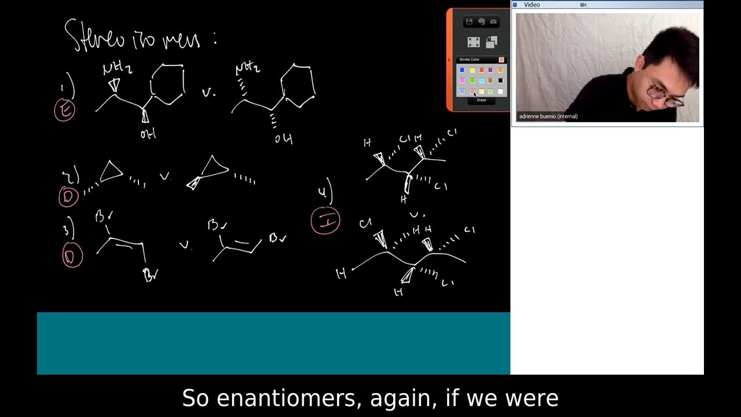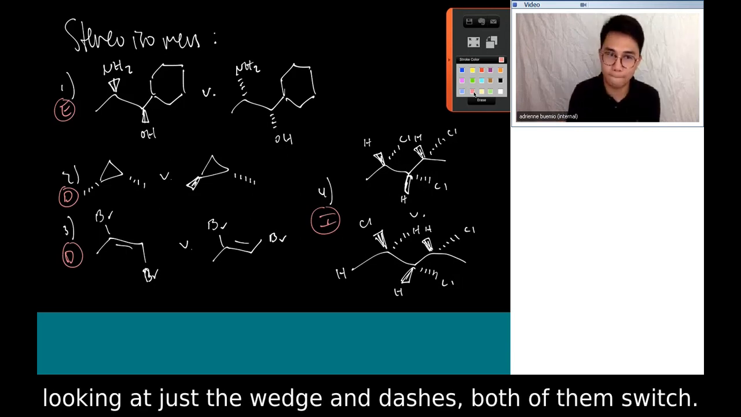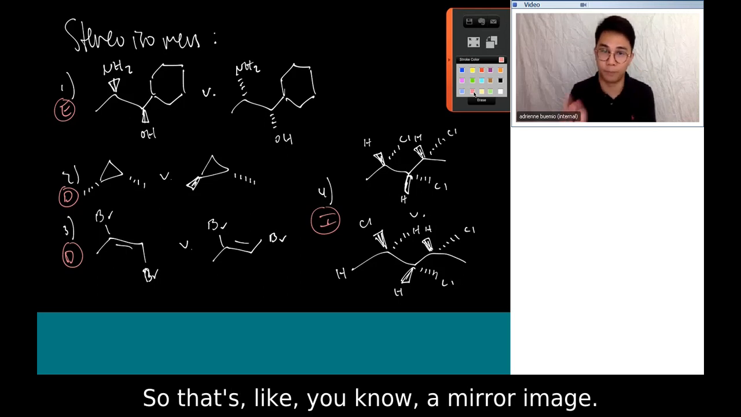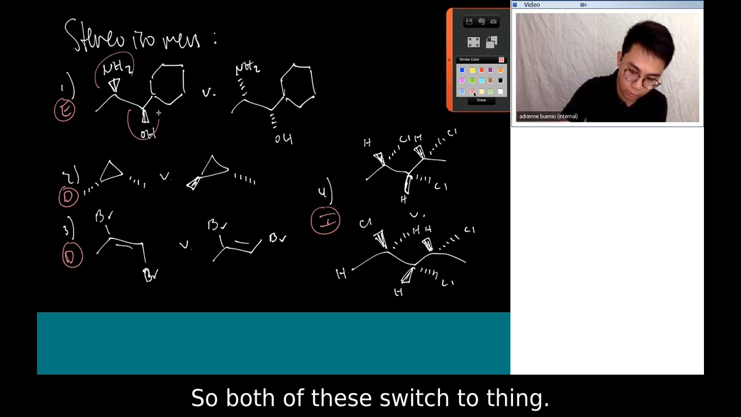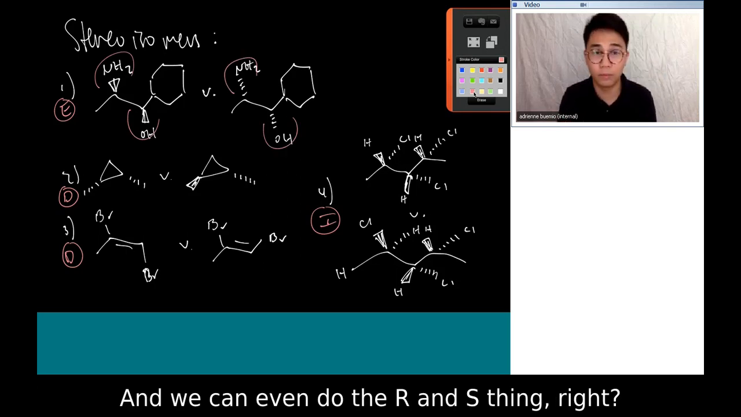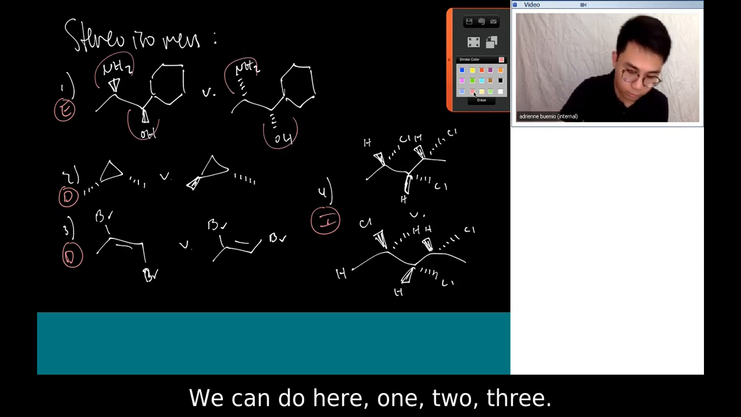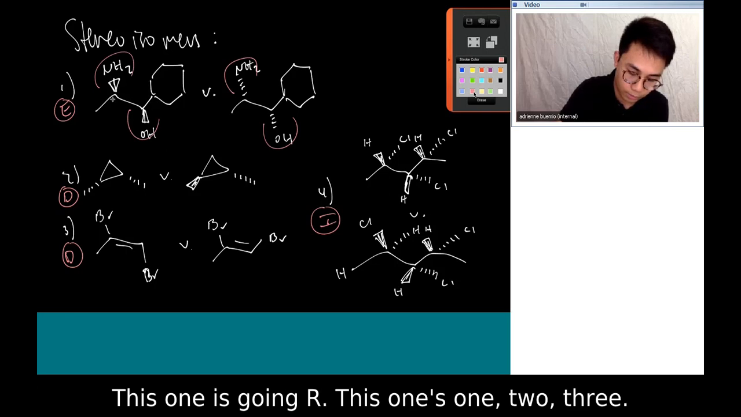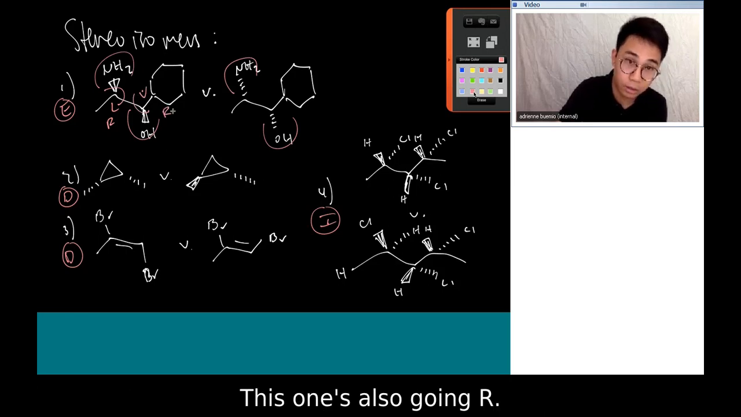So enantiomers, again, if we were looking at just the wedges and dashes, both of them switch, so that's like a mirror image. And we can even do the R and S thing, right? We can do here 1, 2, 3. This one is going R. 1, 2, 3. This one's also going R.